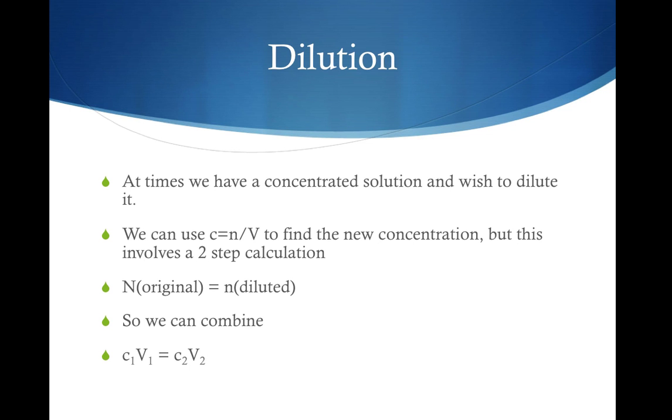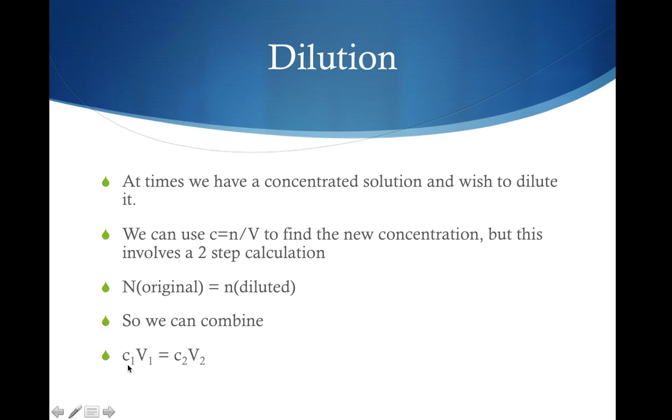The final thing we might want to do with concentration is dilution. So if you've got a concentrated solution, you want to dilute it. We can use this as a two-step one. So we can say concentration is amount over volume. The amount is not changing, so we can do a two-step calculation. Or we can combine it by crossing out n, because it's going to appear in both calculations and it's going to be the same number.